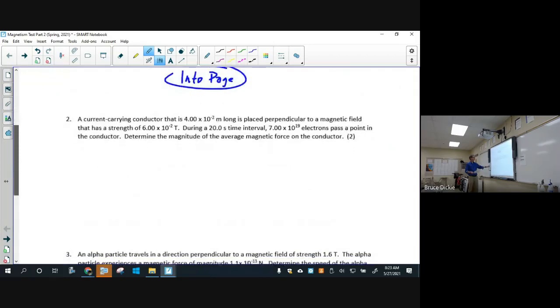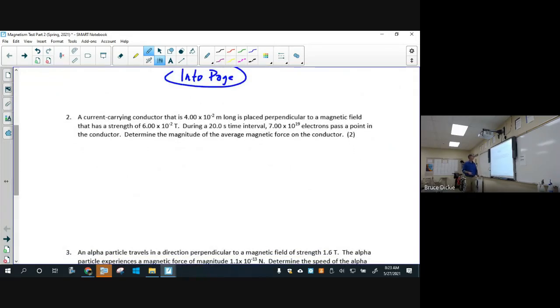Now, number 2 says a current carrying conductor that's 4 times 10 to the negative 2 meters long is placed perpendicular to a magnetic field that has a strength of 6 times 10 to the negative 2 Tesla. During a 20-second interval, 7 times 10 to the 19 electrons pass a point in the conductor. What's the magnetic force here? So what we're going to do for this one is say, look, F is equal to ILB. The magnetic force on a wire is I times L times B, but we don't know what I is.